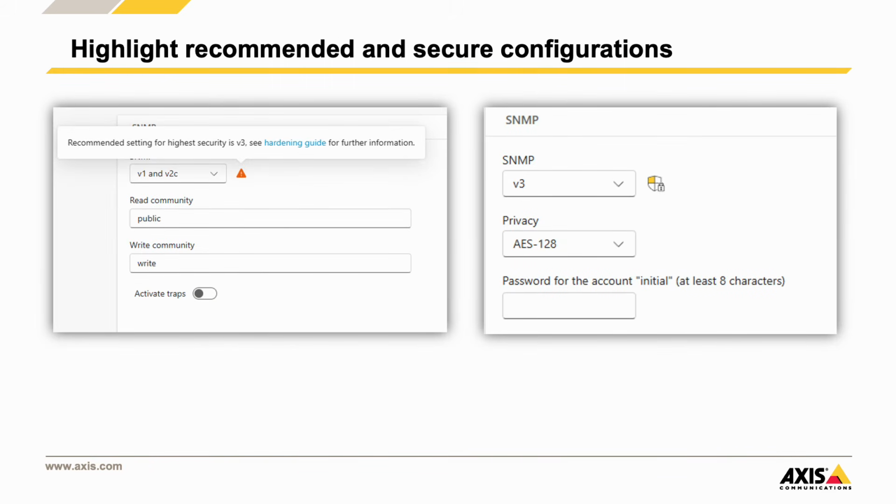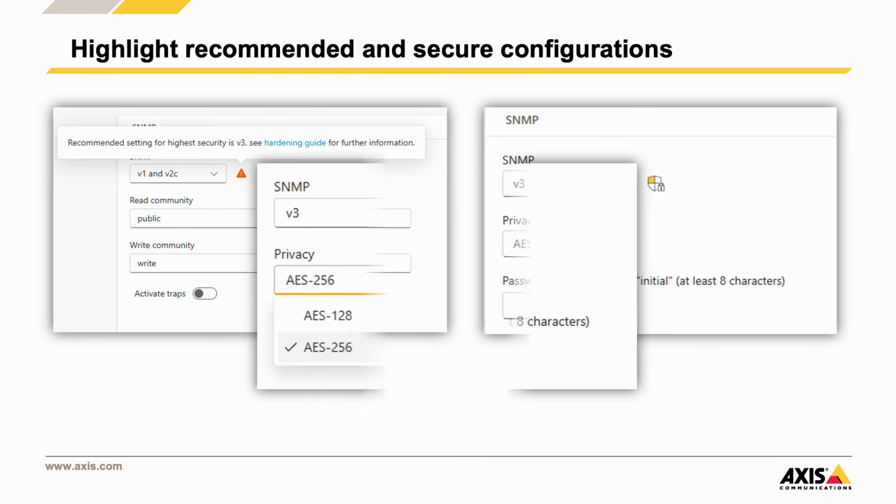In the web interface, we have introduced the visual indicators to guide users towards secure configurations. The warning icons alert users to non-recommended settings. The shield icons highlight the recommended secure configurations for various functionalities. For example, version 3 is recommended for SNMP.